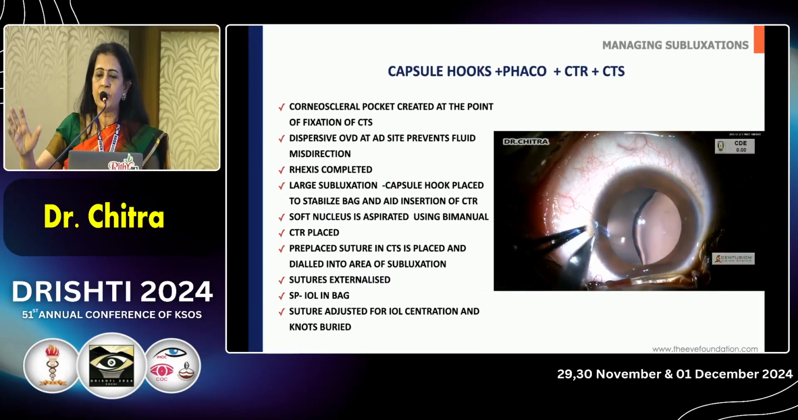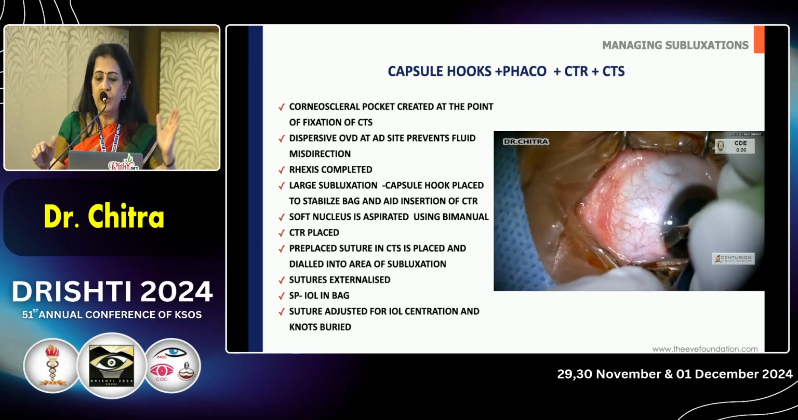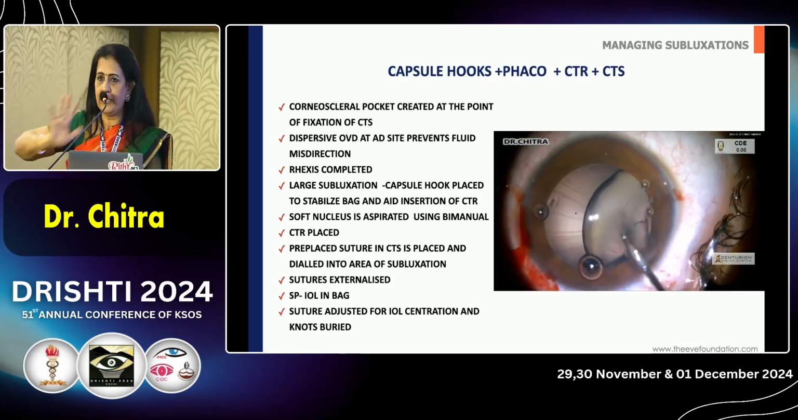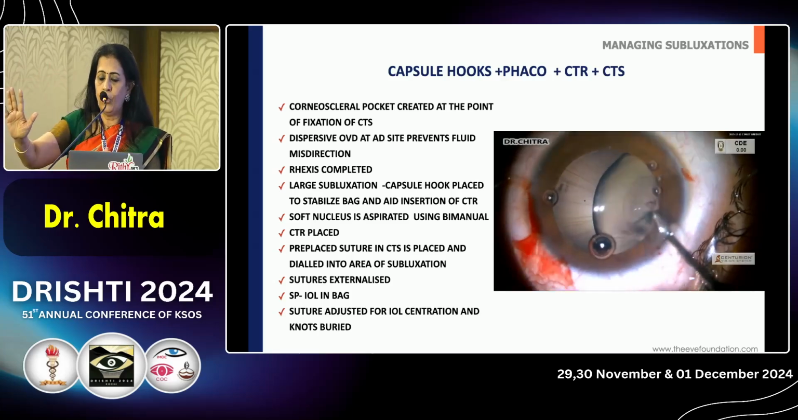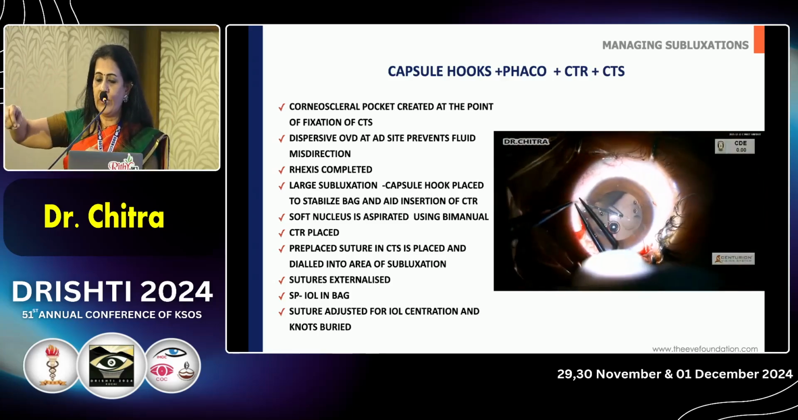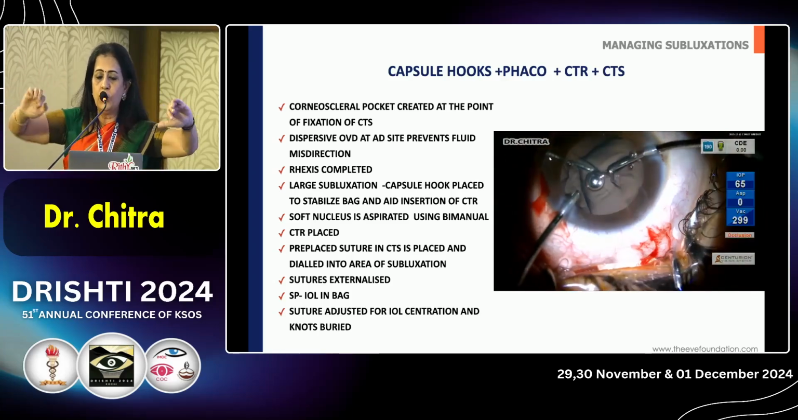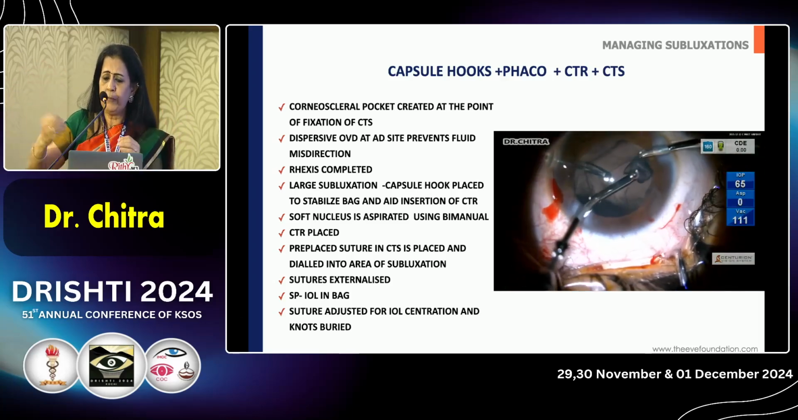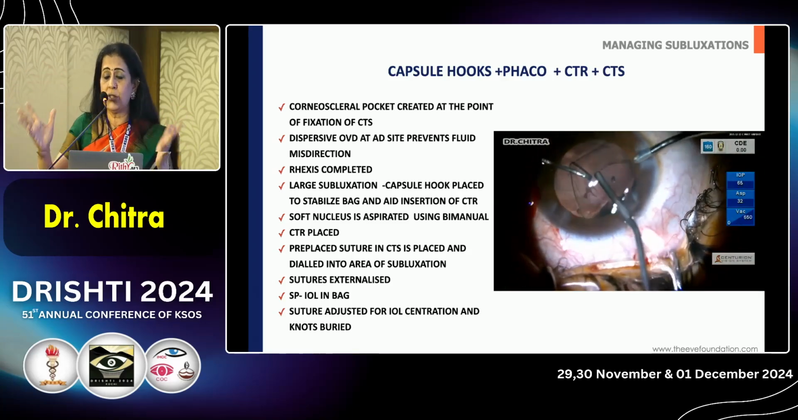Now, this is a case of a very significant subluxation. So I make a corneal pocket for a Hoffman's pocket, inject viscoelastic in that area of zonular absence to prevent fluid misdirection, create a small rhexis, but I'm going to use capsule hooks to stretch the bag. So make it more centralized. To what extent? Just with my IA, remove the soft cortex, but that's not enough now.